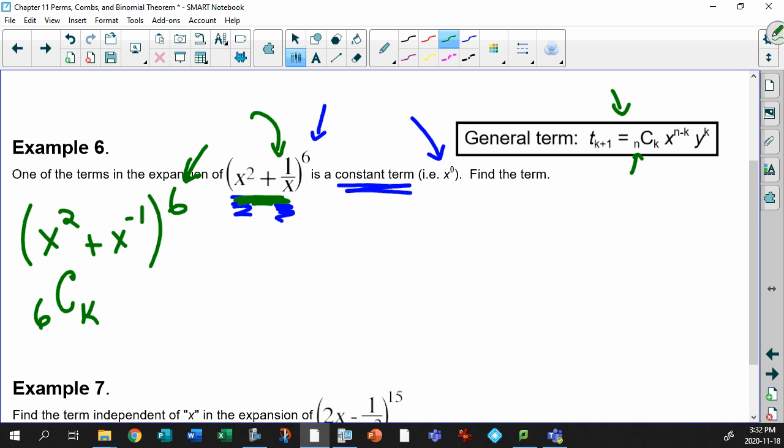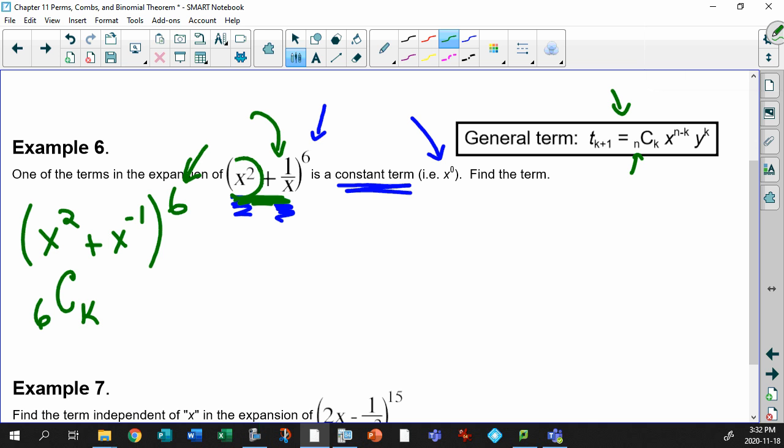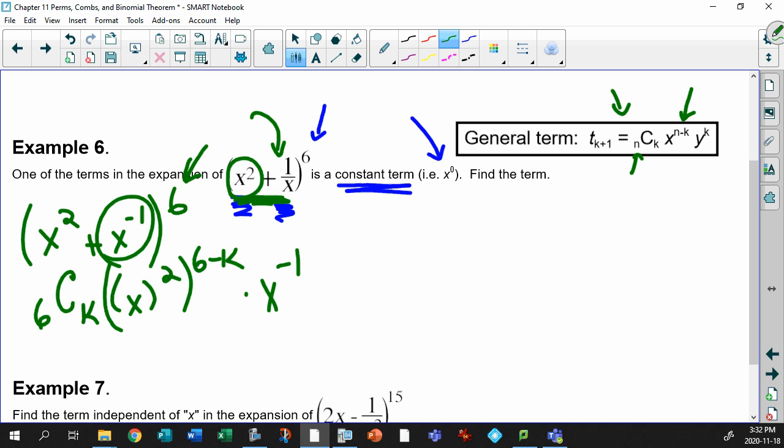Now, I'm going to choose my x. So my x, of course, is going to be x squared. Okay, so there's my x squared to the power of n minus k. Well, I know my n here is 6 minus k, which I still don't know. So the whole idea behind this is to find out what the k is. All right, times my y, which I know is x to the -1, right, to the power of, guess what? K again. Ugh, my goodness.